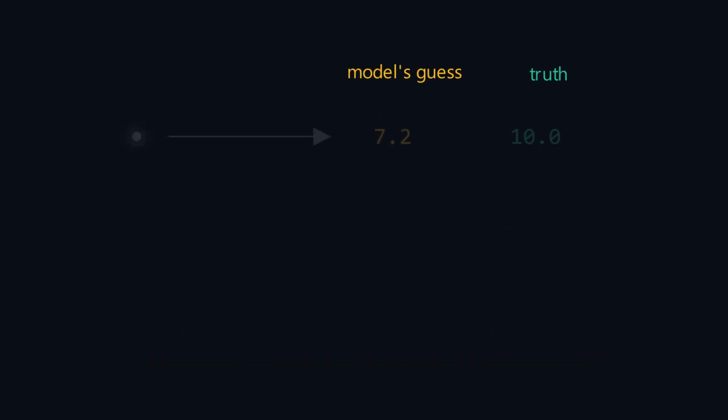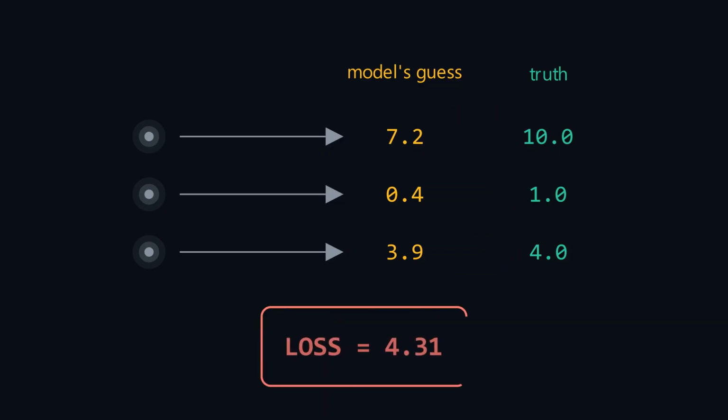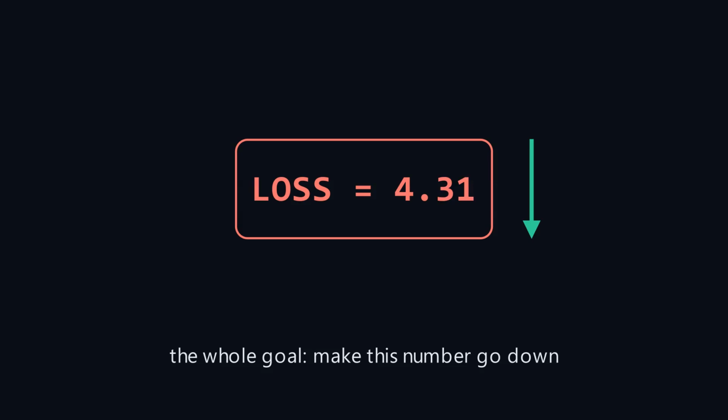To find good settings, the machine first needs to know how wrong it is. So we give it examples where we already know the right answer and let it guess. Then we measure the gap between its guess and the truth. Squash all those gaps into one single number, and you get what's called the loss. High loss, the model is badly wrong. Low loss, it's doing well. And suddenly, learning has become something much simpler. We don't need the machine to understand anything. We just need it to make one number go down.